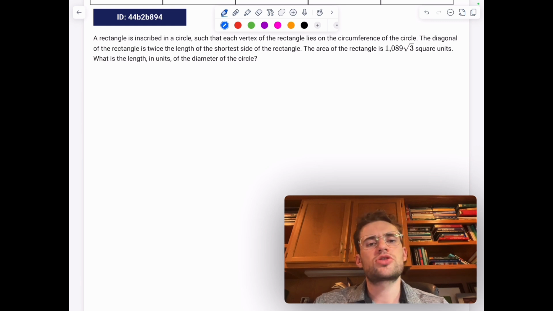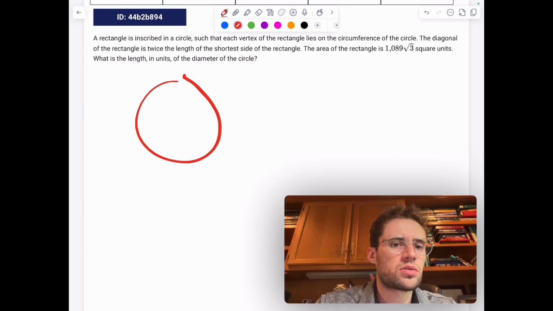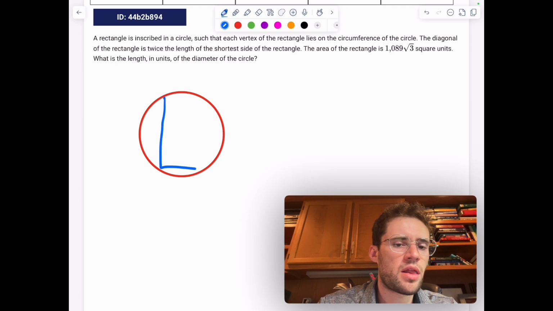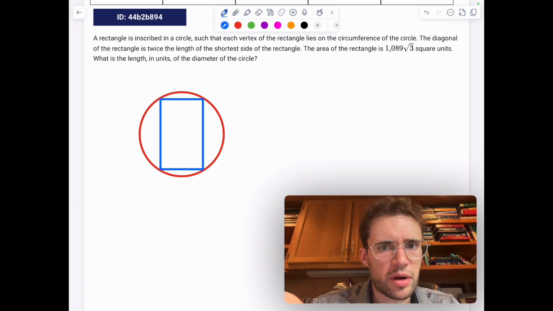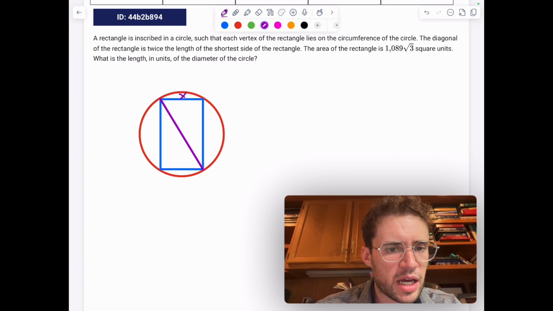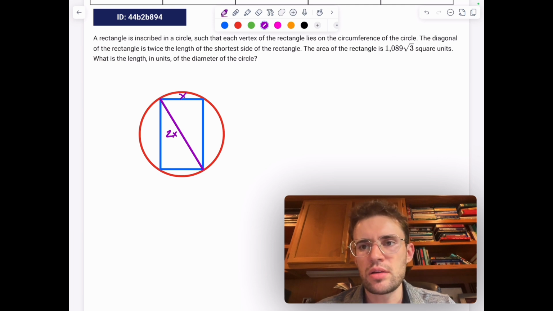A rectangle is inscribed in a circle such that each vertex of the rectangle lies on the circumference of the circle. The diagonal of the rectangle is twice the length of the shortest side of the rectangle. All right, so let's see what we've got so far. We have a circle, and there's a rectangle inside of it. And the diagonal of the rectangle is twice the length of the shortest side of the rectangle. So if this is x, then the diagonal is 2x. The area of the rectangle is 1,089 times the square root of 3 units.